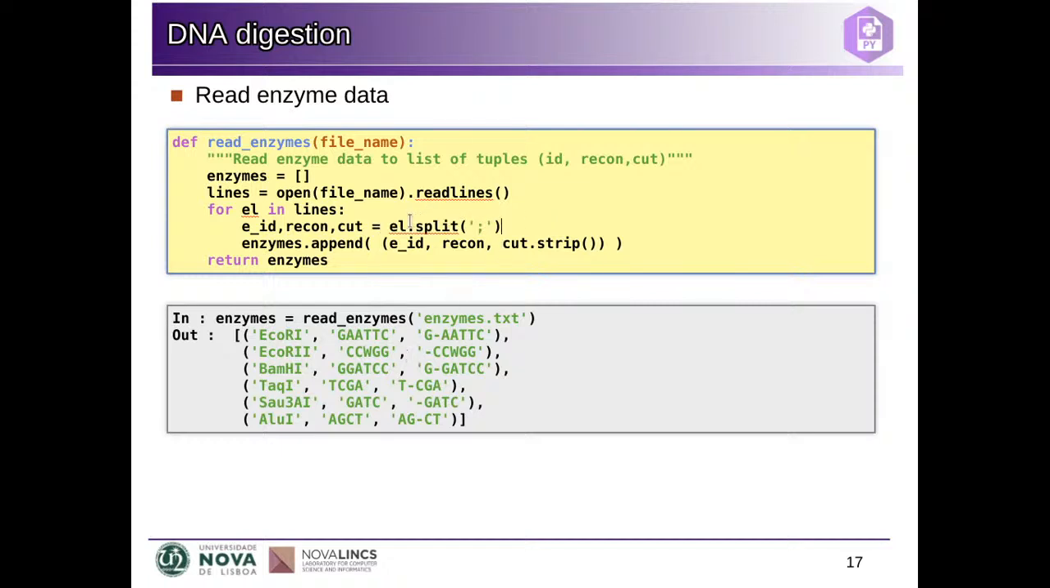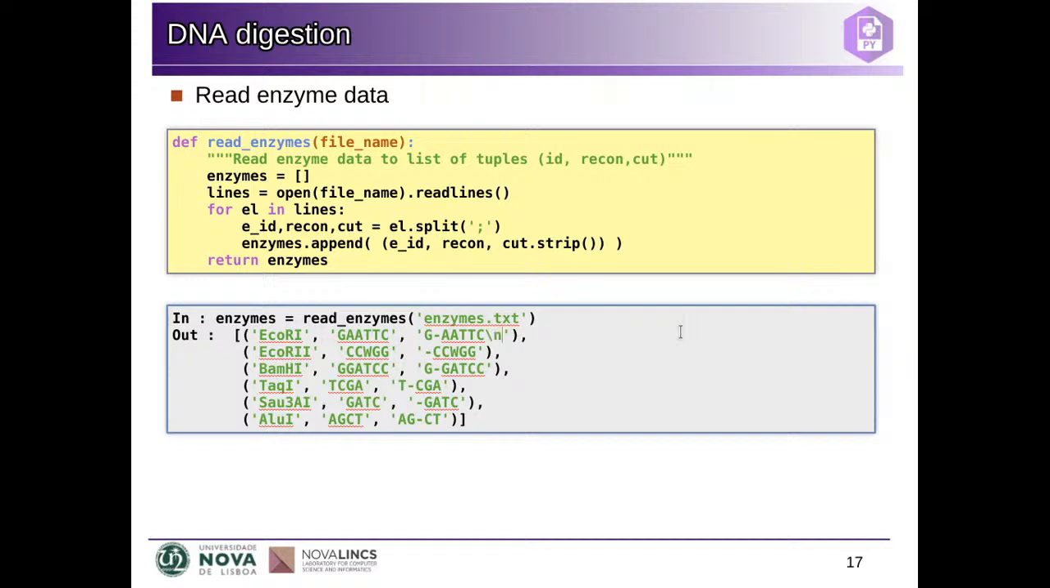Since this list must always have 3 elements, because we always have 2 semicolons in these lines, we can unpack it into these 3 variables. And now we do the same thing. We append to our list of enzymes the tuple with the 3 elements, which is the enzyme identifier here, the recognition site here, and the cutting point from which we're going to strip the new line character.